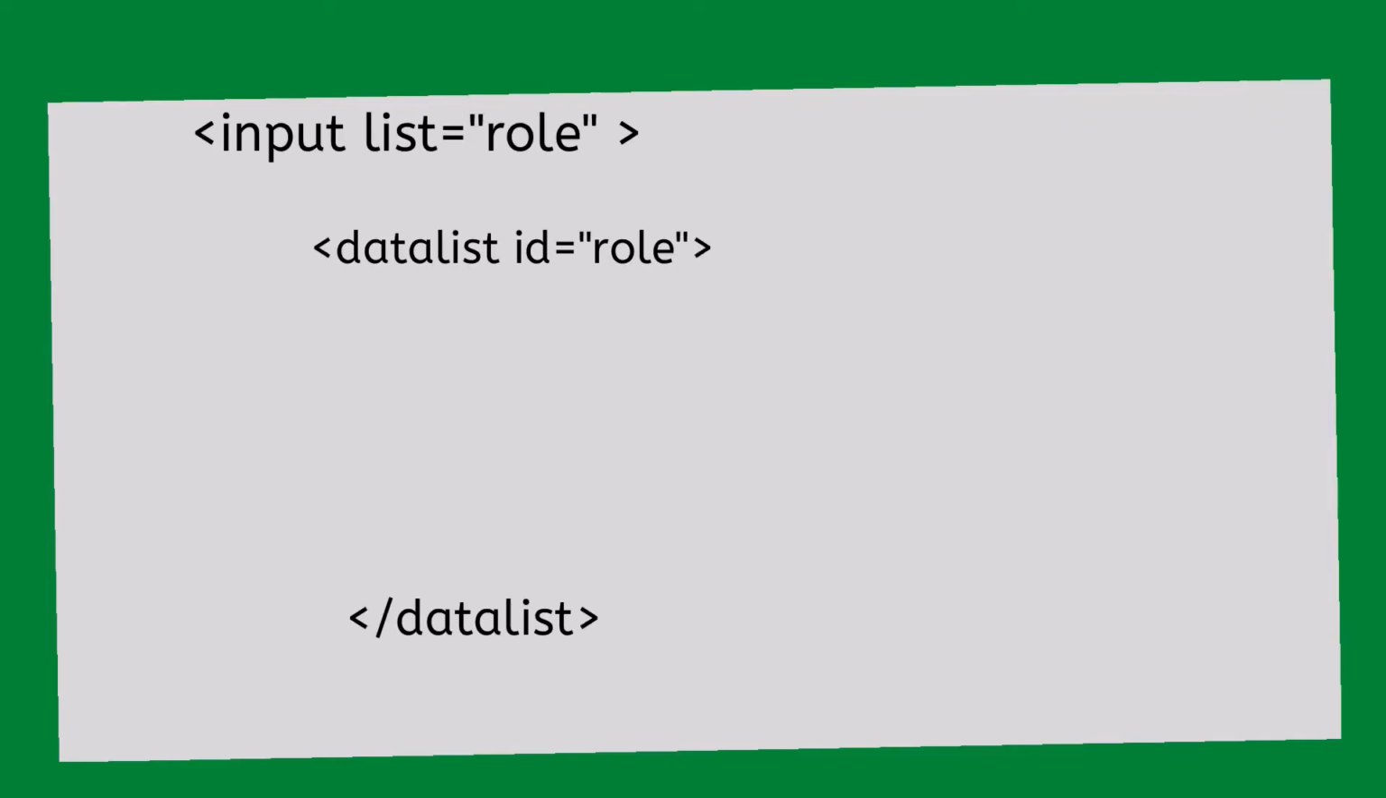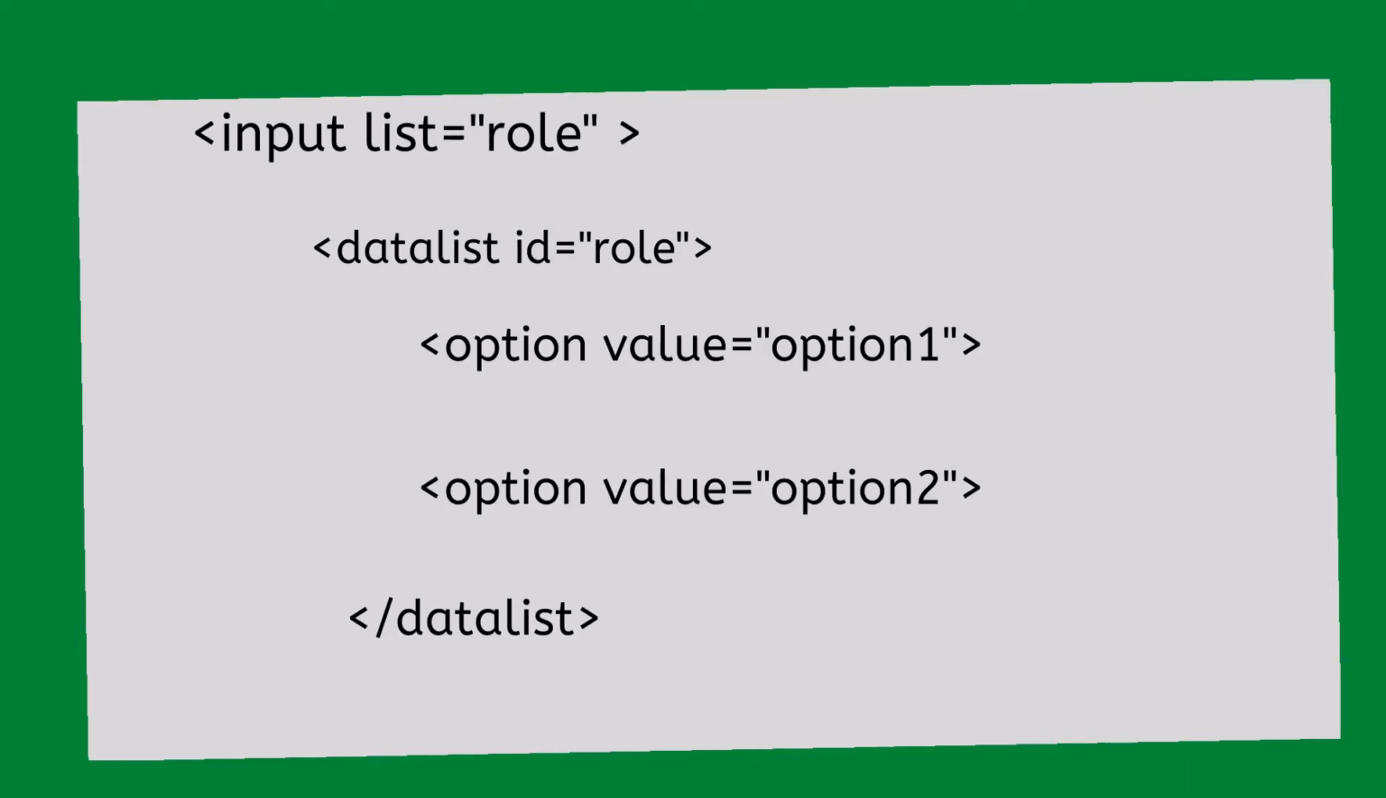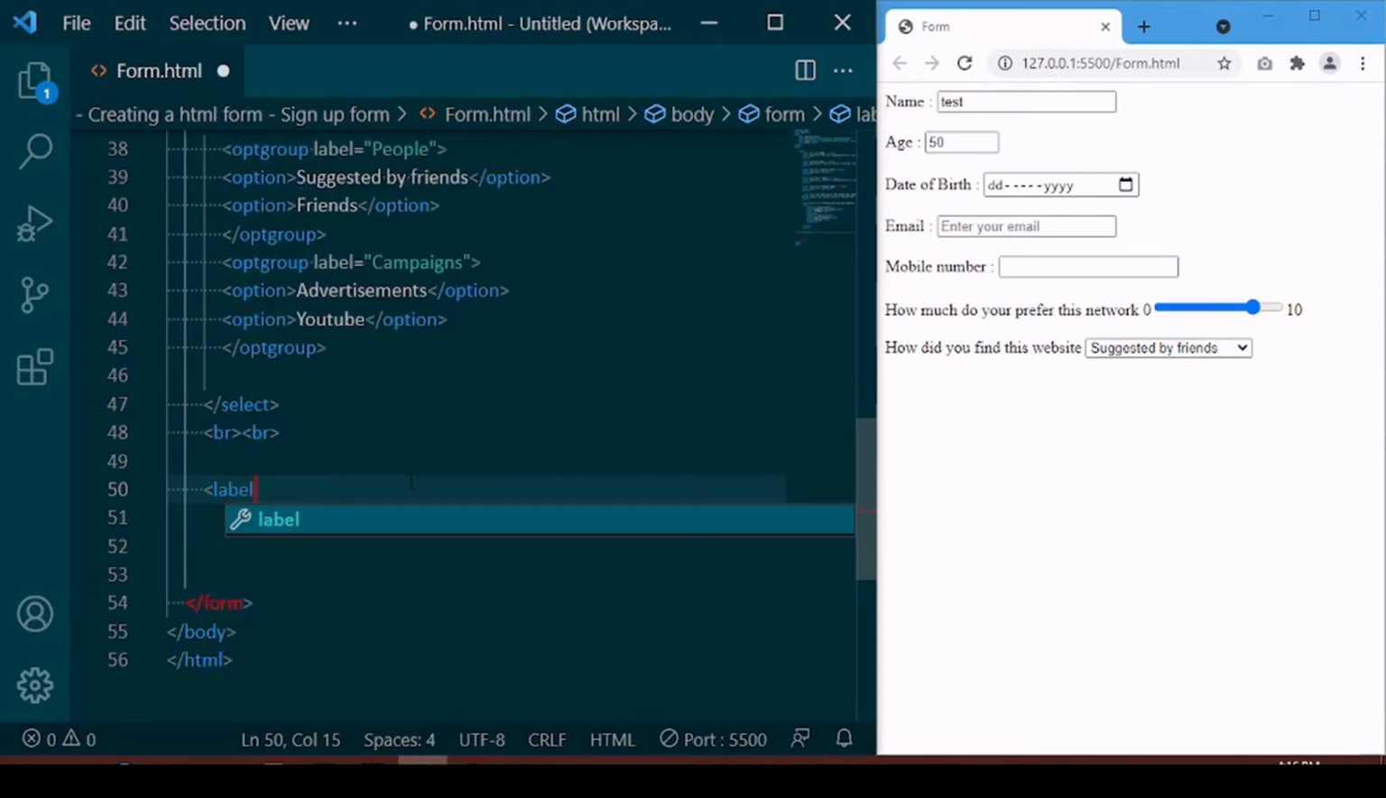To do that, we have an input tag list equal to something, and make sure to give that value to the ID attribute of the datalist, and you can list out the options within them, and you don't actually have to close them. You can just put value. So let's see it in action now.